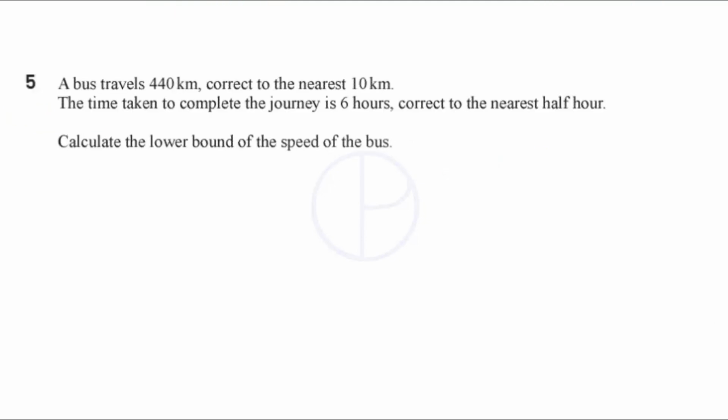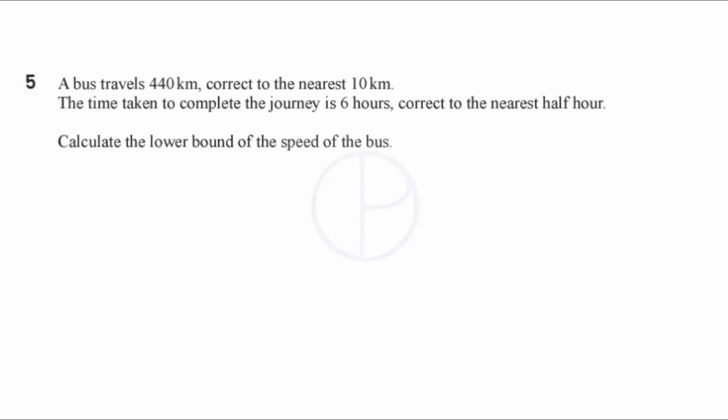The next question is, a bus travels 440 km, correct to the nearest 10 km. The time taken to complete the journey is 6 hours, correct to the nearest half hour. Calculate the lower bound of the speed of the bus.